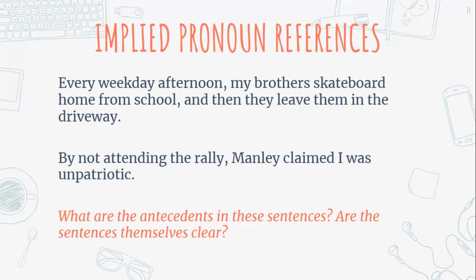But in the second sentence, the first part of the sentence is very vague. So there's no pronoun, no noun, nothing to say I am the subject of the sentence. So we could rewrite it and say, because I did not attend the rally, Manley claimed I was unpatriotic. So it is not ambiguous, it's not implied, it is just there at the start, clear. Yeah, the sentence is clear.